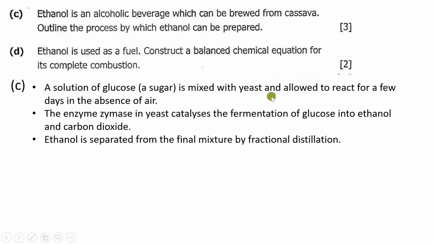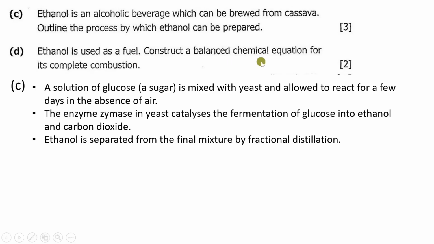is mixed with yeast and allowed to react for a few days in the absence of air. The enzyme zymase in yeast catalyzes the fermentation of glucose into ethanol and carbon dioxide. Ethanol is separated from the final mixture by fractional distillation. That's all. Then the ethanol is used as a fuel.